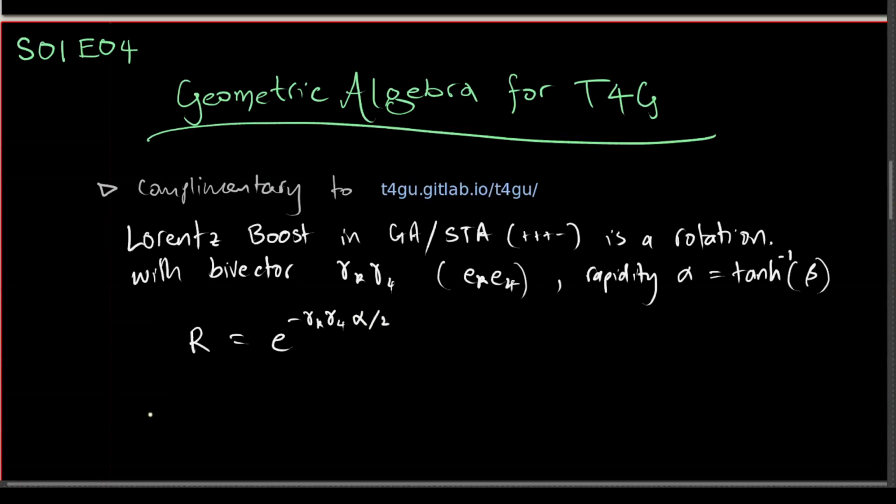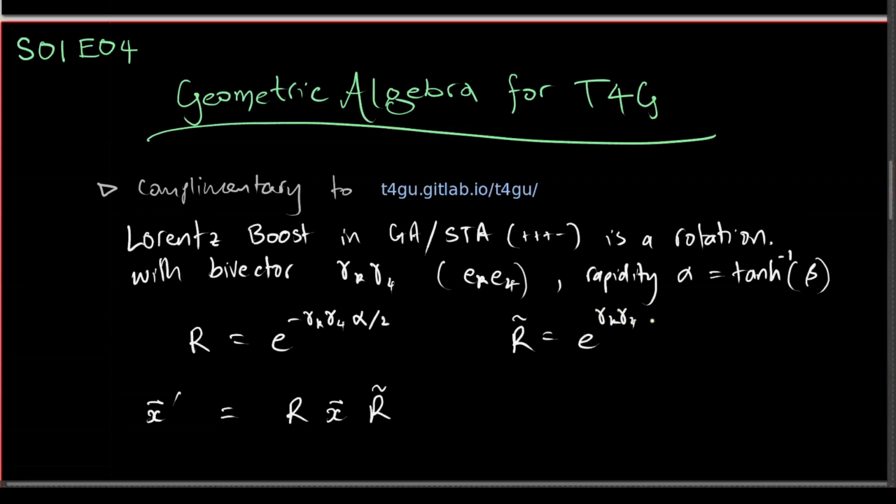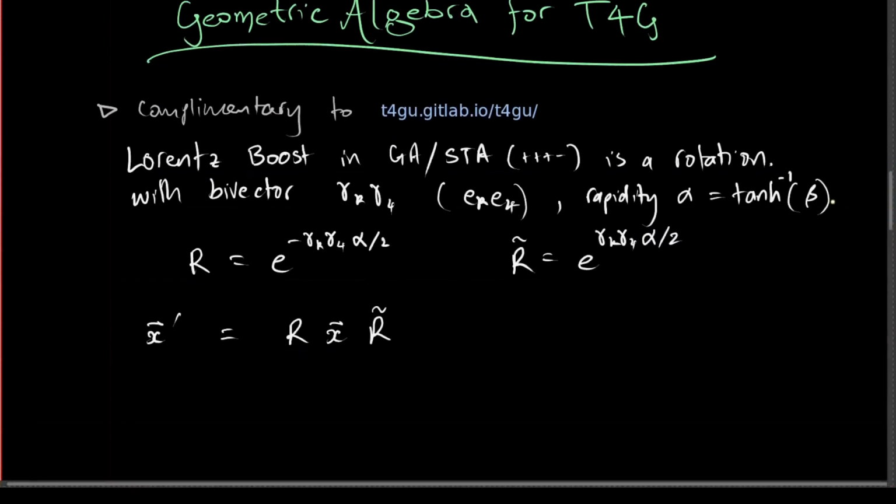And so a Lorentz boost of some coordinates, call them the prime coordinates, will be equal to the rotor sandwich product of the old coordinates, R tilde. Okay, so R reverse is just the same bivector rotation but opposite orientation, which in terms of the exponential just means you put a minus sign on the exponential. And that's all there is to Lorentz rotations.